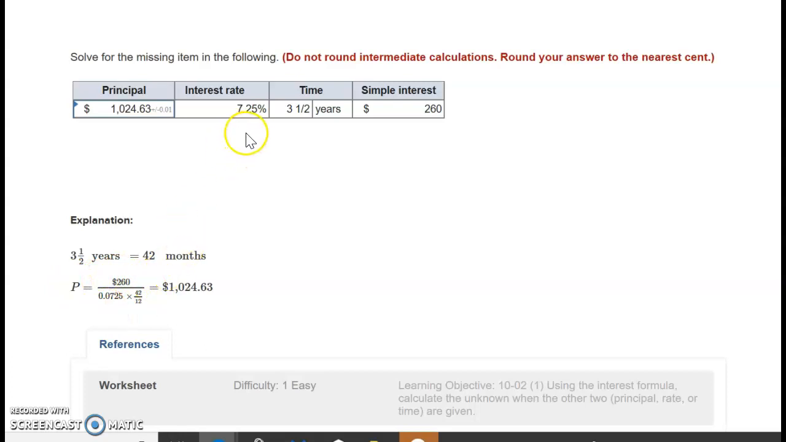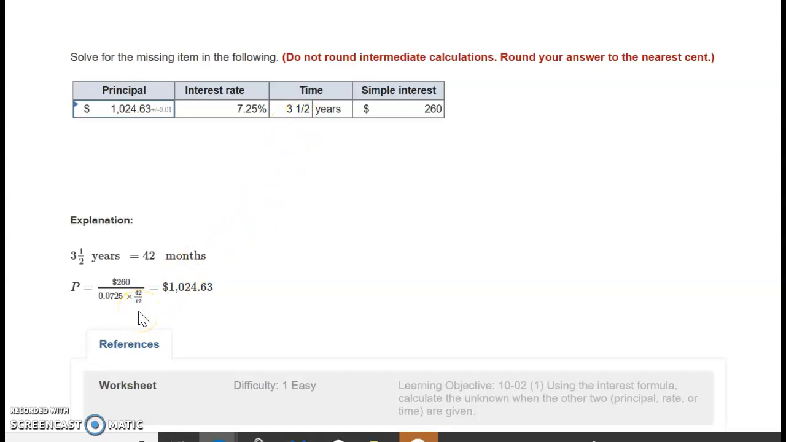Remember, we have to change the rate to a decimal. So it's 0.0725, and time is 3.5 years, and they've chosen to express that in terms of months. So on the denominator of the time fraction, we're going to have 12 because there are 12 months in 1 year. And on the top, we're going to multiply 12 times 3.5.